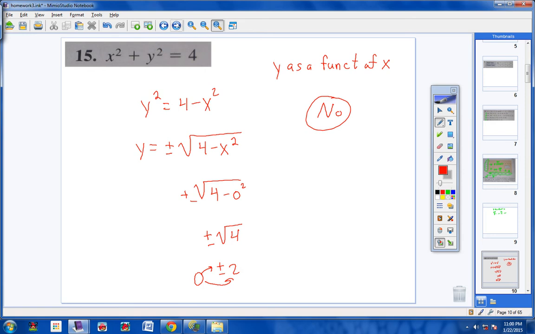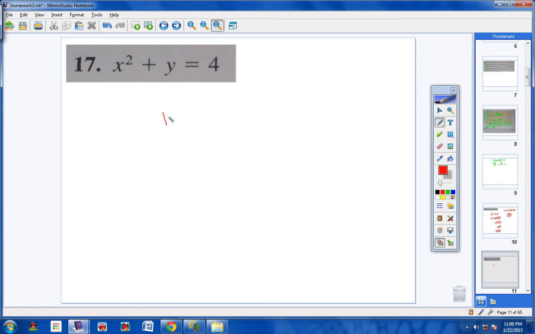Okay, number 17. Let's get y by itself. Well, students, the answer is obviously yes. I don't care what number you put in for x, you will get out only one output. You can try a million numbers, as many numbers as you would like to try, but every time you put a number in, you will get only one number out.